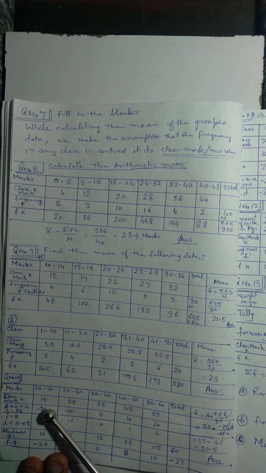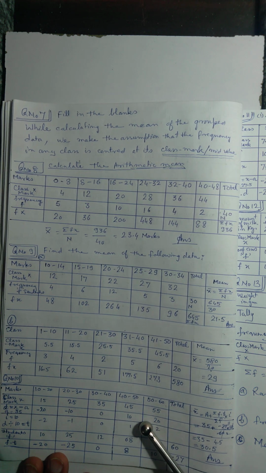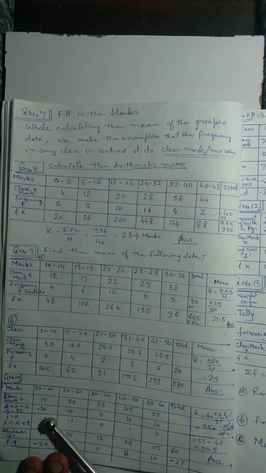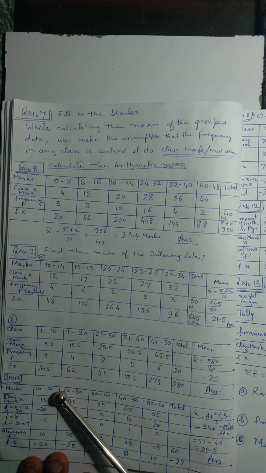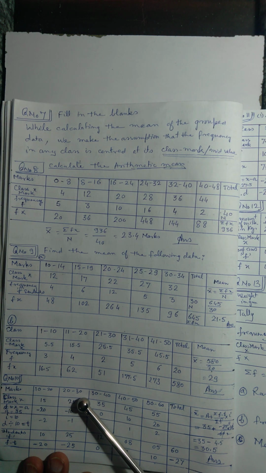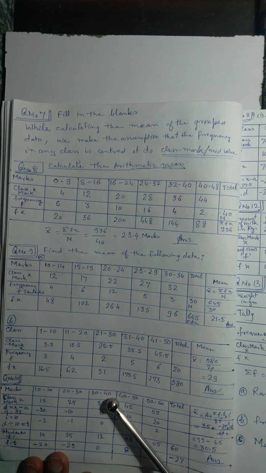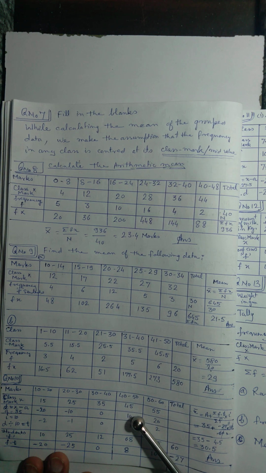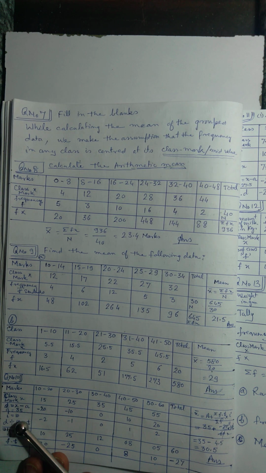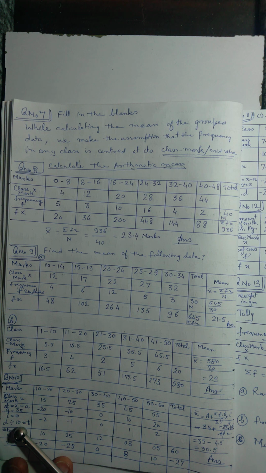Now it is the deviation. These are the deviations. Now this deviation has been divided by the class interval. अब देखिए 10 से 20 में कितना इंटरवल है, 10 का; 20 से 30, 10 का; 30 to 40, 10 का; 40 to 50, 10 का. So I is equal to 10, means the class interval is 10. So D is divided by 10.